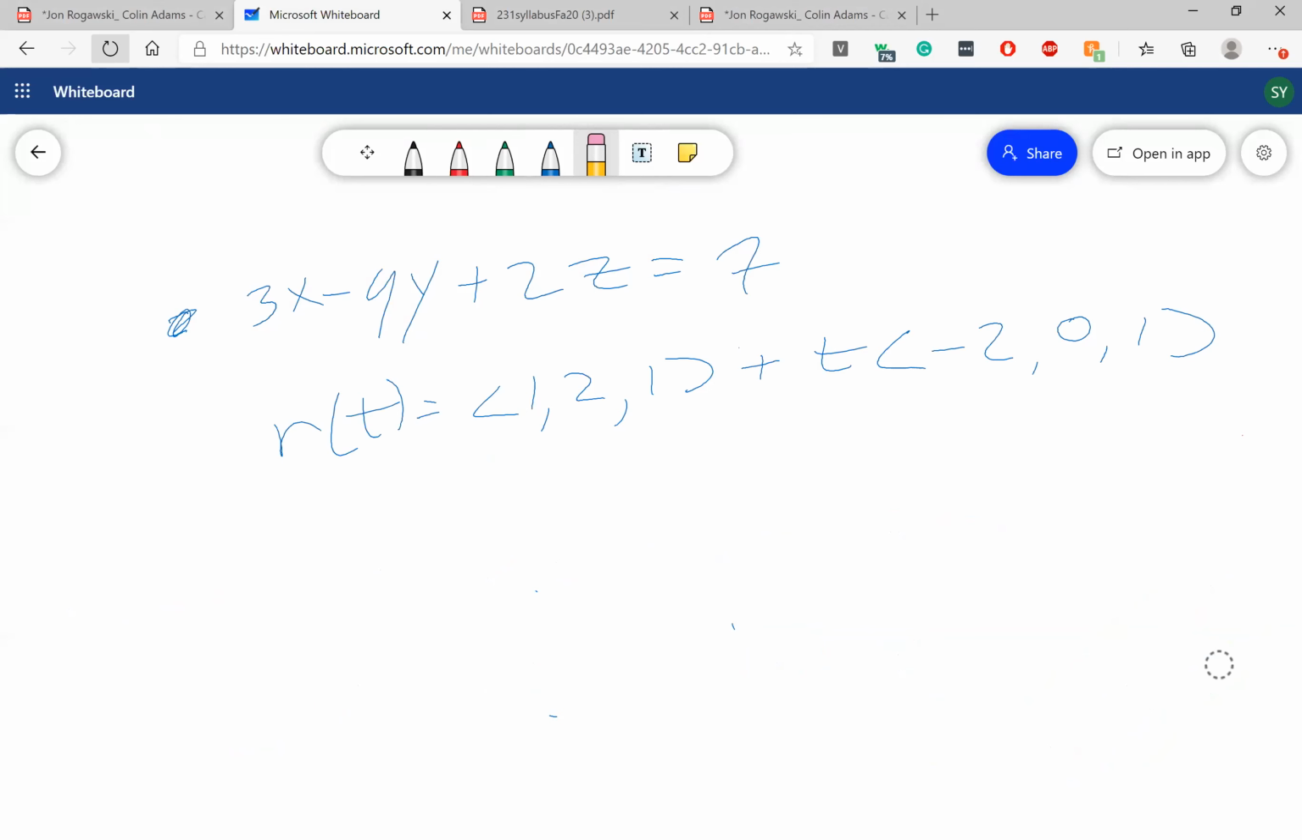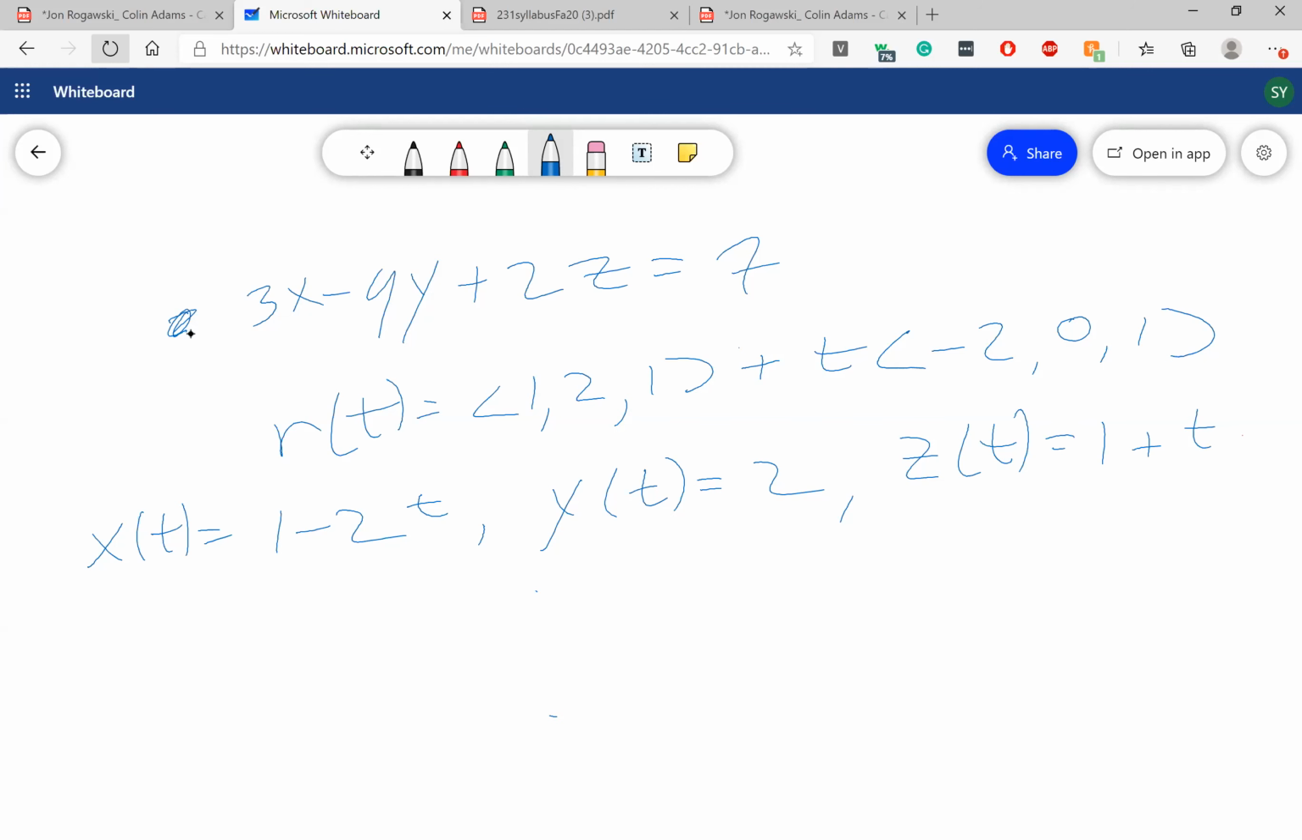So when we have these two equations, the simplest thing to do first is to figure out what x of t is. So x of t in this situation is 1 minus 2t. That's x of t. Y of t is 2, and then 0t. And then z of t is equal to 1 plus t.